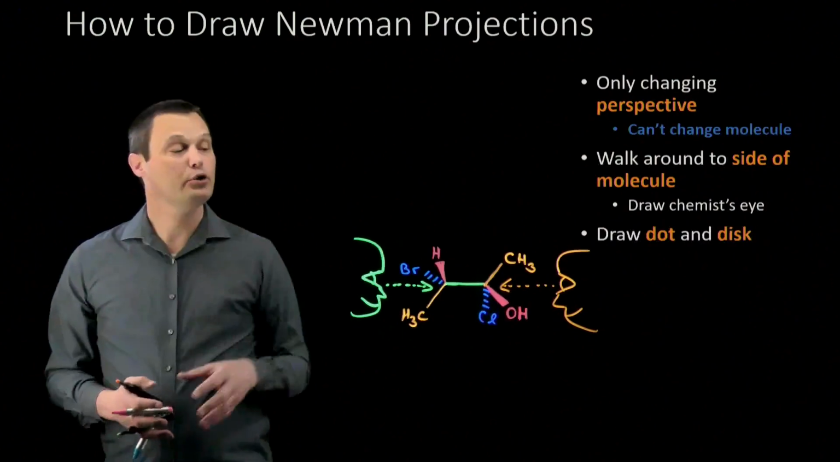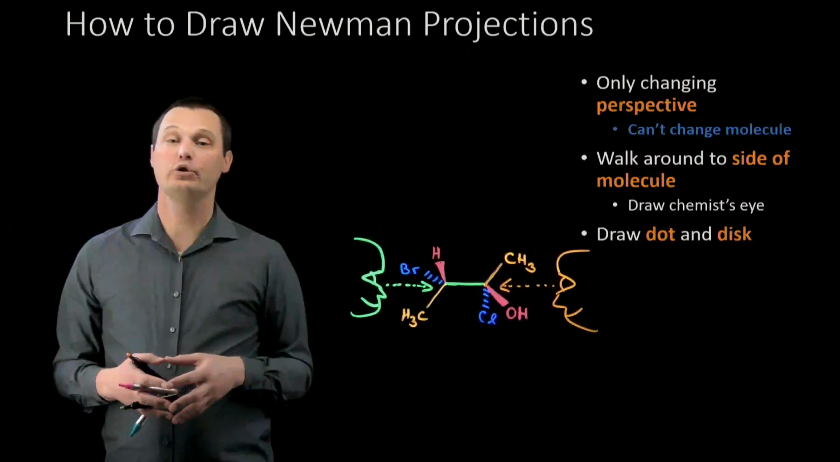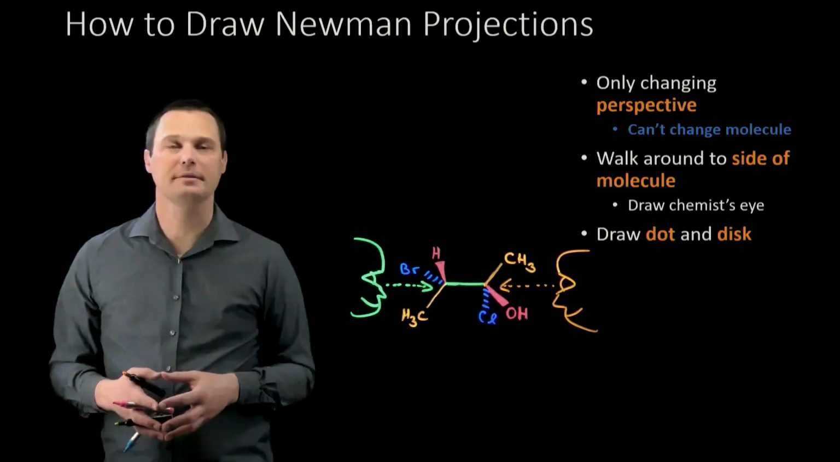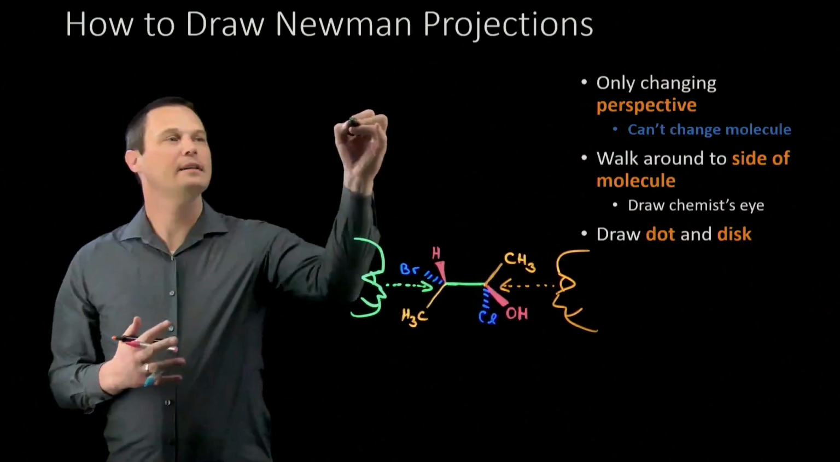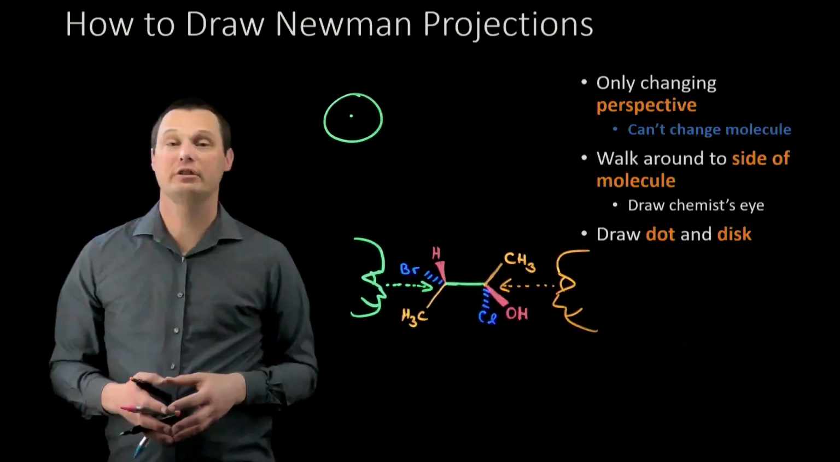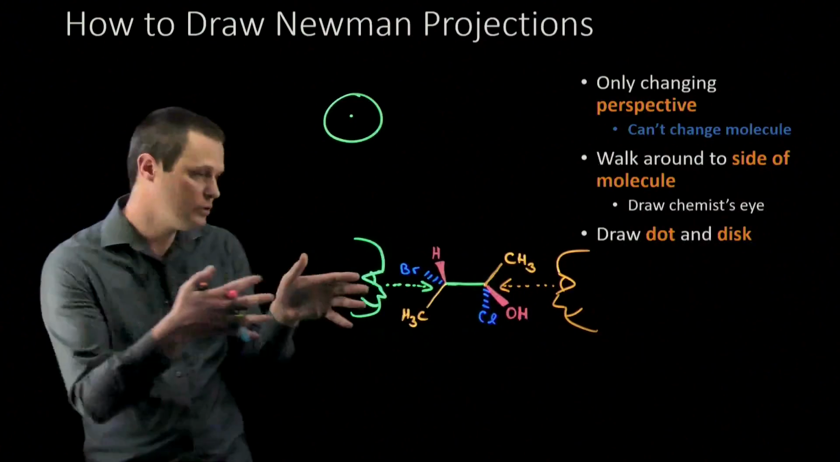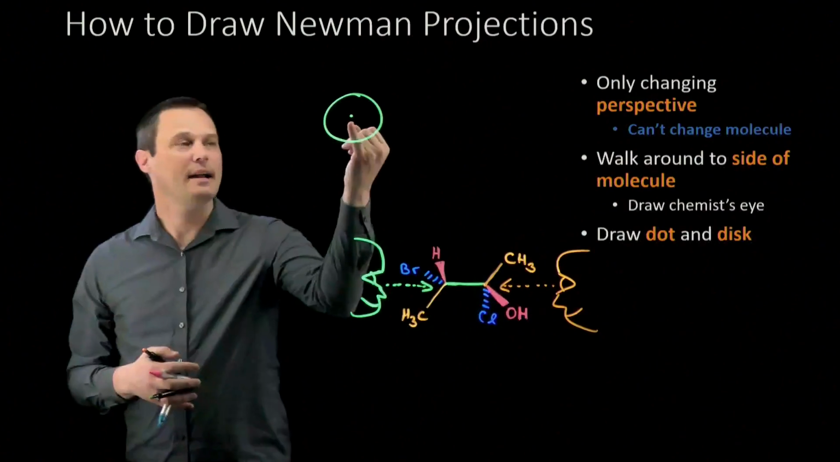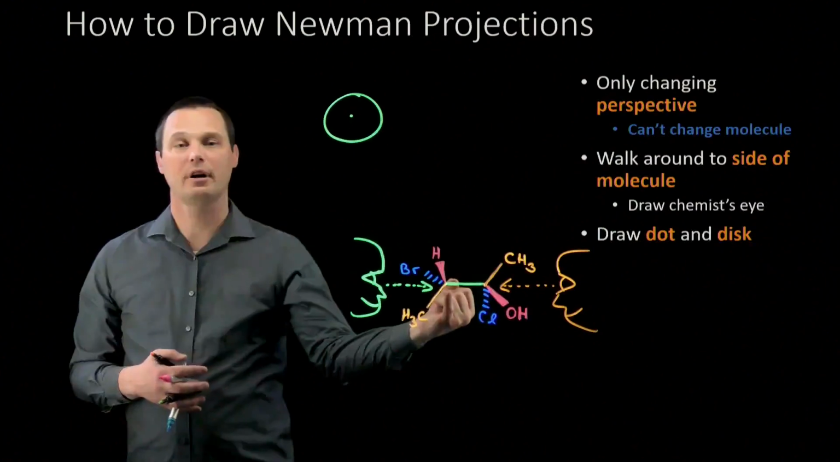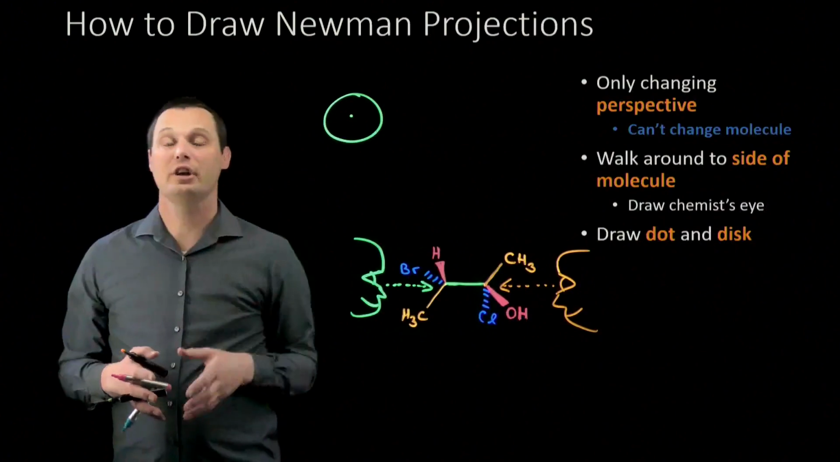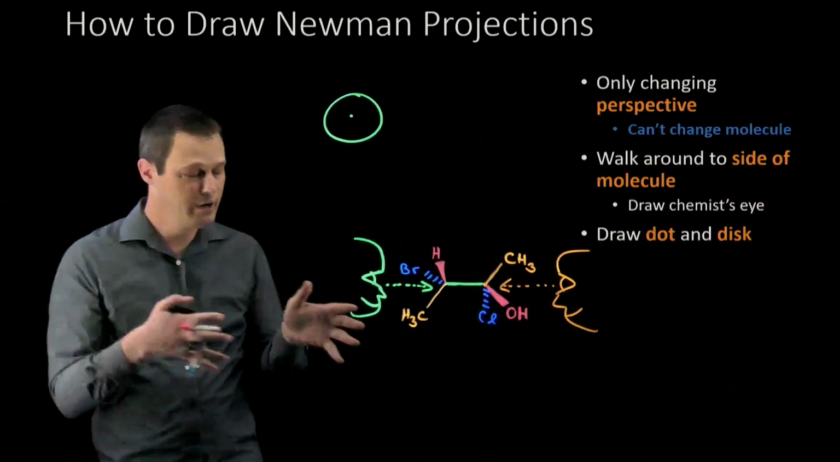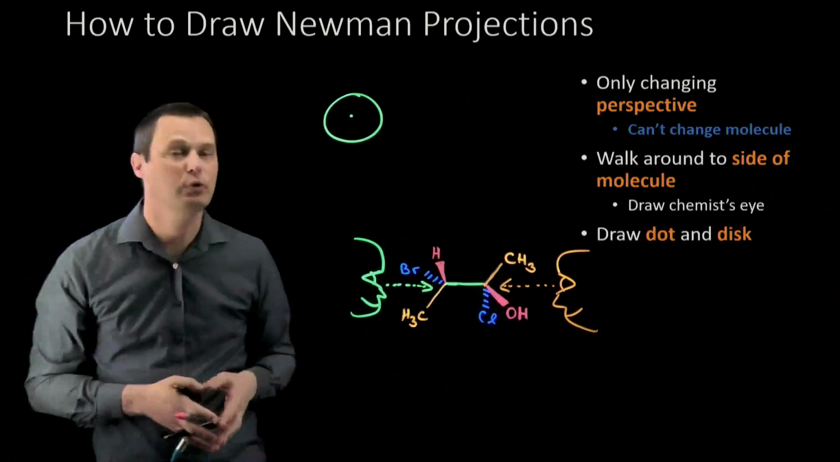Once you have settled on your new perspective, it's time to start drawing the actual Newman projection. So let's figure out what that actually means. We start off by drawing a dot and a disk. This represents our change in perspective from looking at the molecule straight on to looking at it sideways. This dot in the center is the first carbon atom of the bond. This represents changing our perspective. Instead of looking at the molecule straight on, we are now looking side on at the molecule directly down that bond.